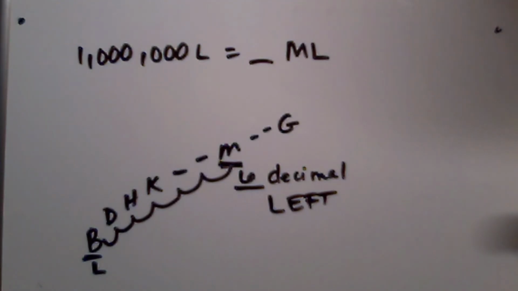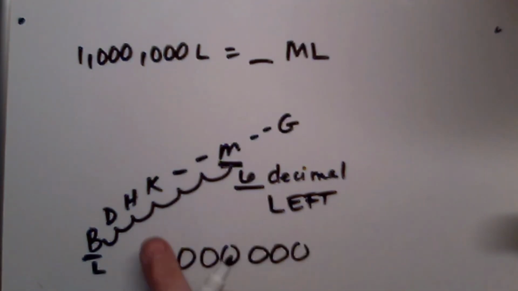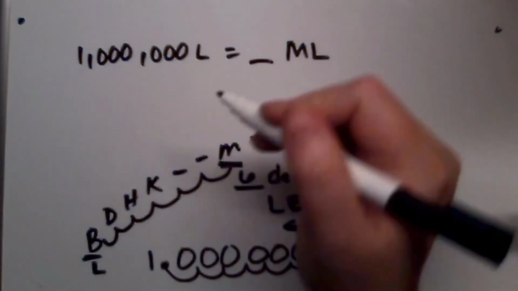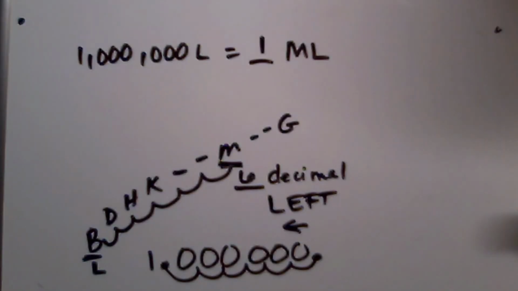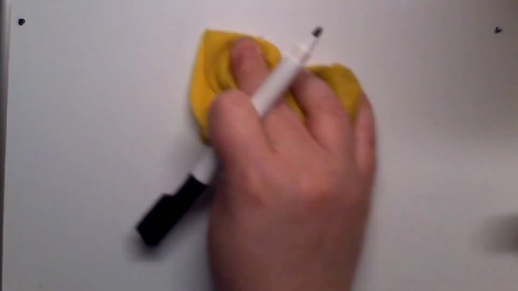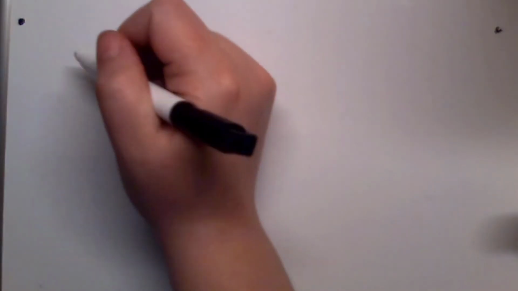So I'm going up the staircase. If it was left up to me. So we're going to take our 1 million. The decimal starts here, and we're going to go to the left 6 spots. 1, 2, 3, 4, 5, 6. So 1 million liters is the same as saying 1 megaliter. All right, let's try another one. Next one down the page is we have 1 million decaliters.